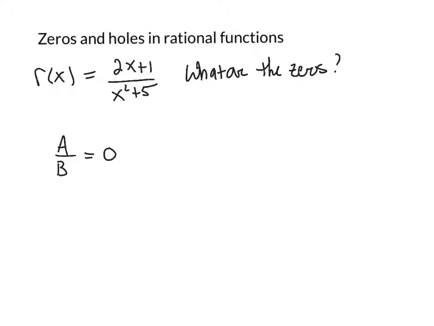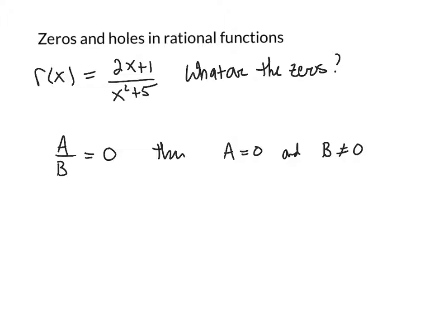Okay, so if you have a guess, then the answer to this question says, well, if a divided by b is equal to 0, then a has to be 0. There's no other way for me to get this to be 0, but also we know that b can't be 0. If b was 0, we'd have a division by 0, and that would be a problem.